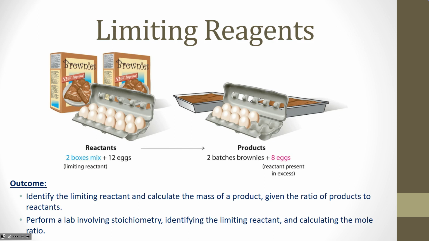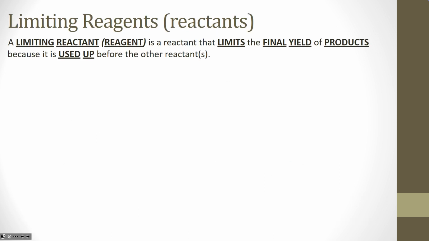That's it. It's done. So a limiting reactant, or a reagent is another word for it, is a reactant that limits the final yield of products because it gets used up before everything else does. It's the reactant that gets used up first.